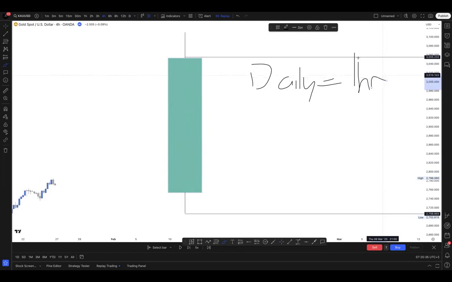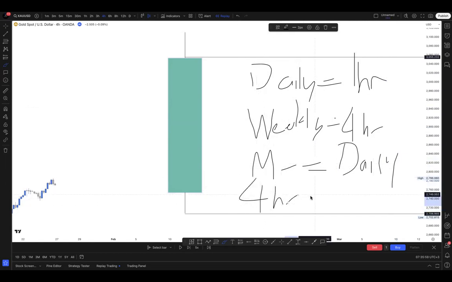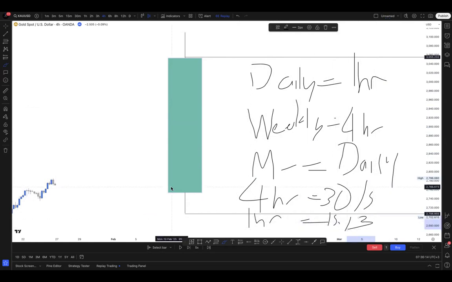Are you seeing? Weekly candles are formed by 4-hour candles. Monthly candles are formed by the daily V2Vs. Are we together? Then the 4-hour candles are formed by the 30 minutes or else the 5 minutes. The 1-hour candles are formed by the 15 minutes V2Vs or the 3 minutes V2Vs. So let's go back.